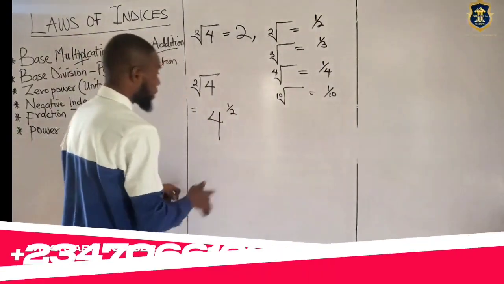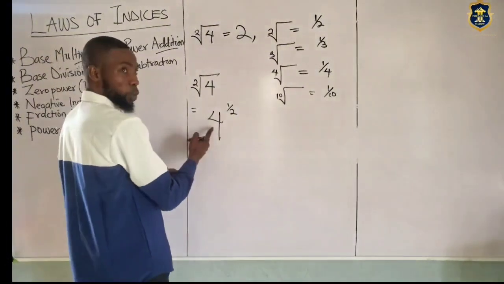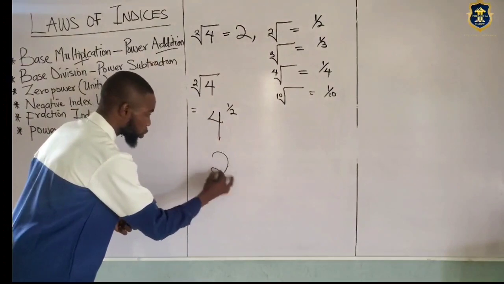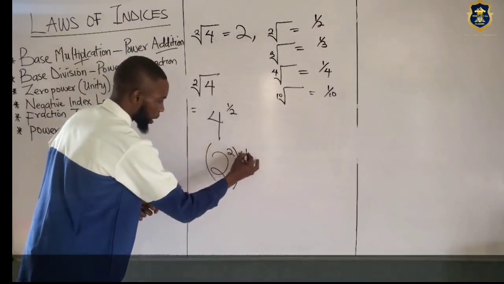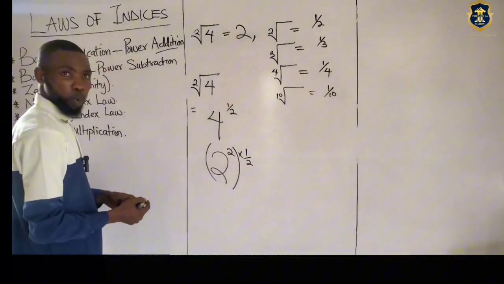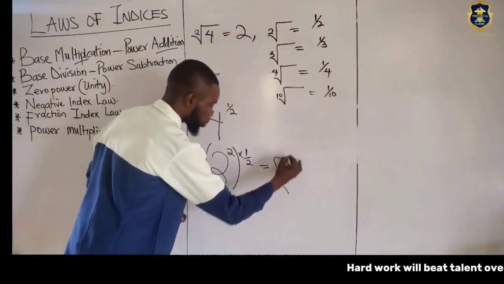So if we have this as the index 1 over 2 of this 4, I can raise this 4 to its power by saying 2 raised to the power of 2, right? Then times this index that was outside before, 1 over 2. What will happen? 2 will multiply 1 to become 2 raised to the power of 2.